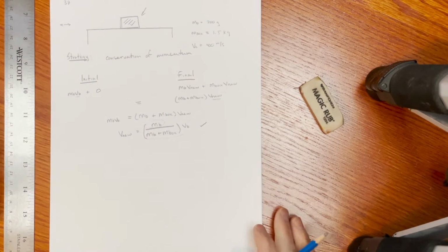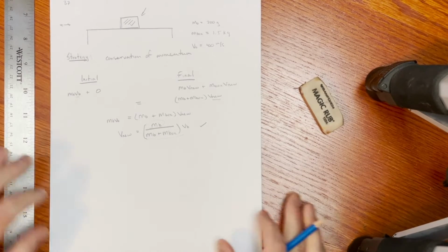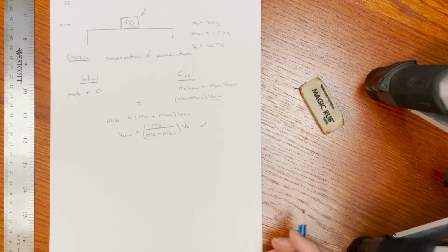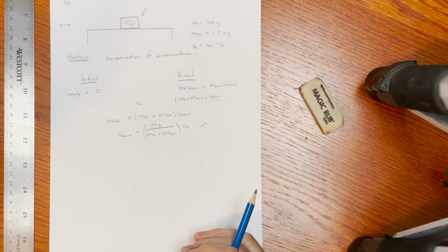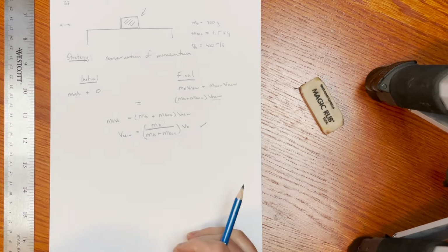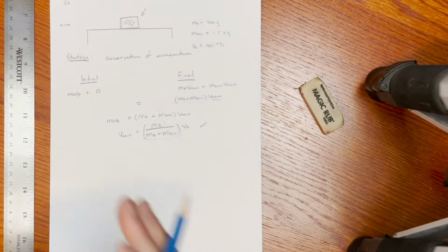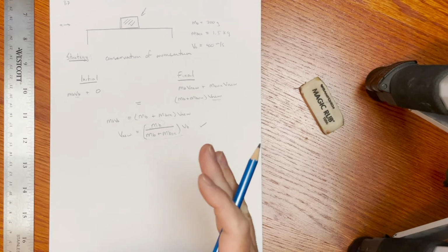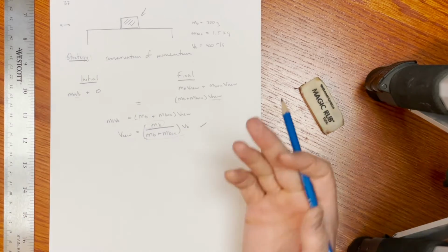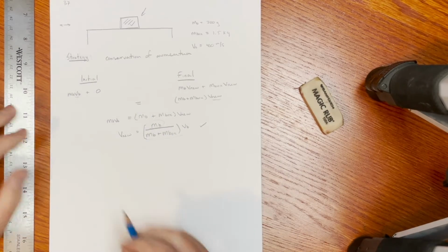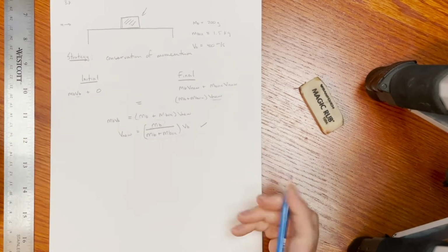So the next thing it asks is, what's the impulse of the bullet on the box and the box on the bullet? Now Newton's third law, we can kind of predict what's going to happen here. Newton's third law says that the force that the bullet is exerting on the box is equal and opposite to the force of the box on the bullet. And that means that the impulse, if the forces are equal and the times they're interacting are equal, the impulses should be equal. So if we calculate the impulse of the bullet on the box, that should be the same as the box on the bullet.